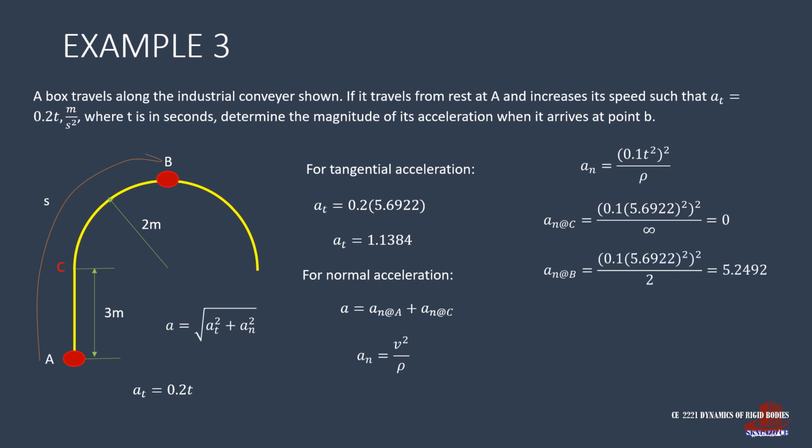And the normal acceleration of the particle as it moves from station C to B, we have the square of the product of 0.1 times the square of 5.6922, and that results to 5.2492, which is also taken as the normal component of the acceleration. Finally, the magnitude of acceleration is computed as the root of the square of 1.1384 plus the square of 5.2492, giving 5.3712 meters per square second.